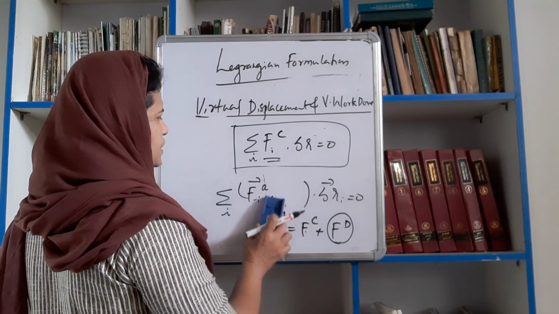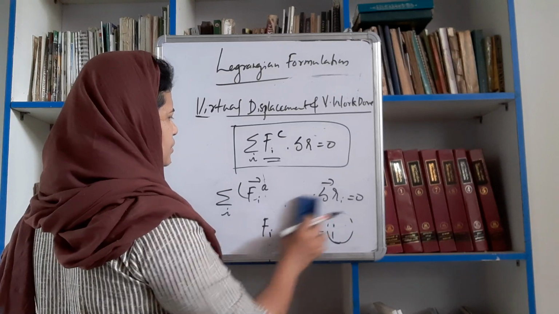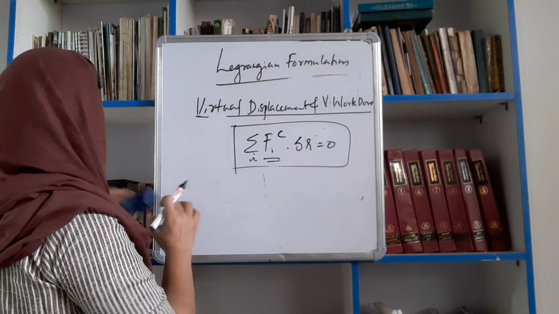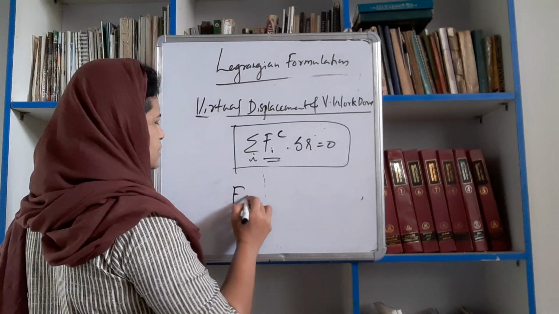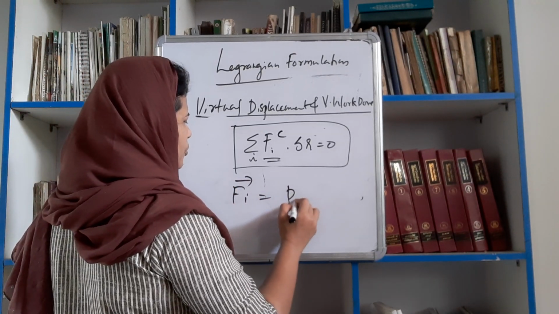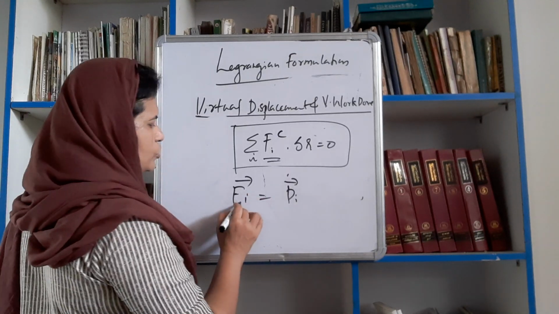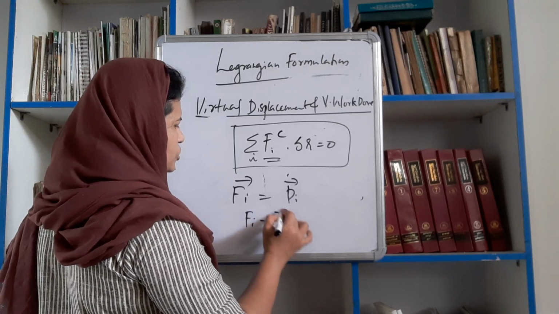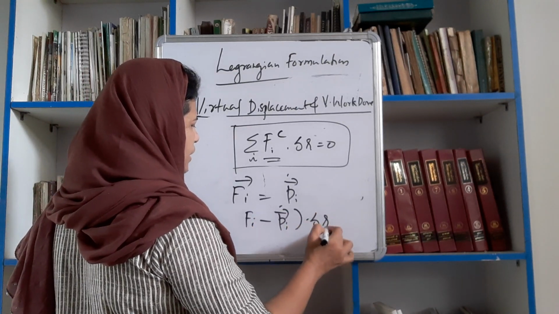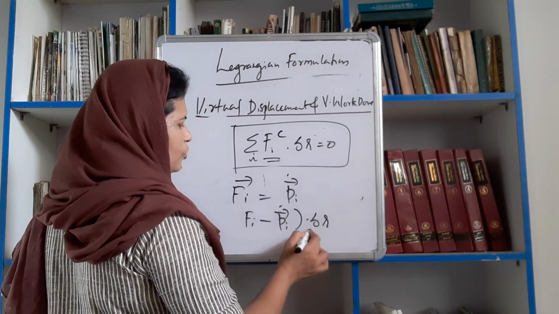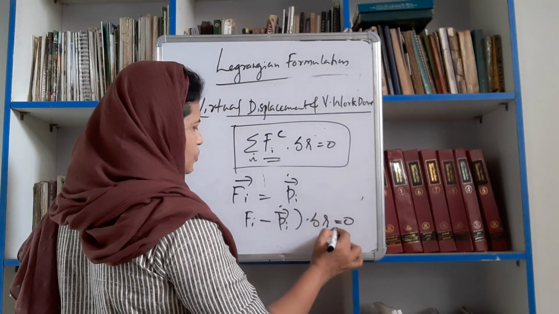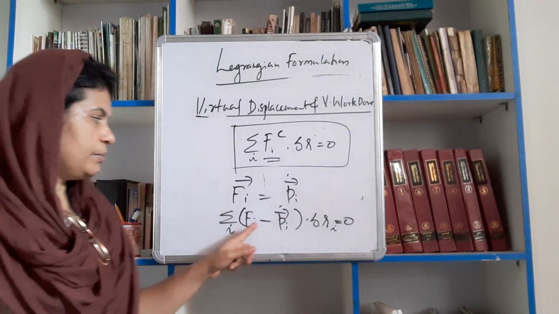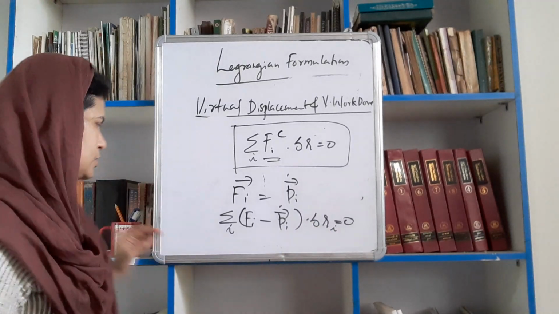Applying this, here this also gets cancelled. Therefore, we can write Fia dot delta Ri is equal to 0. We can write just like this. Now we consider Newton's second law. According to Newton's second law, Fi is equal to Pi dot, force is equal to rate of change of momentum, or Fi minus Pi dot dot delta Ri is equal to 0. Or for the total number of particles, sigma i of Fi minus Pi dot dot delta Ri is equal to 0.